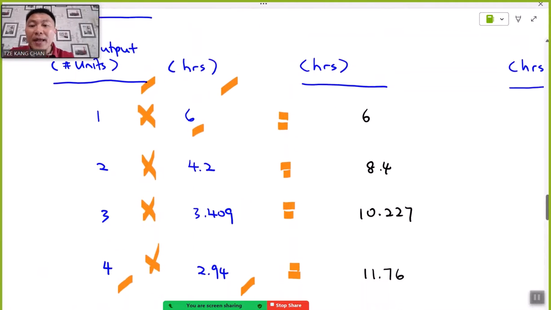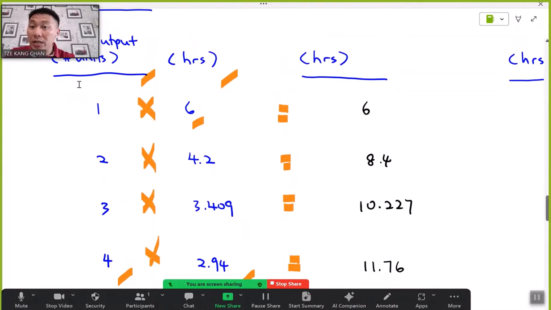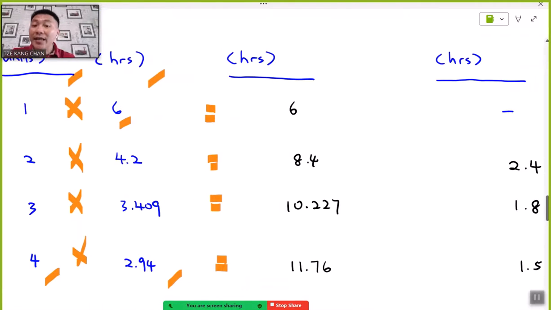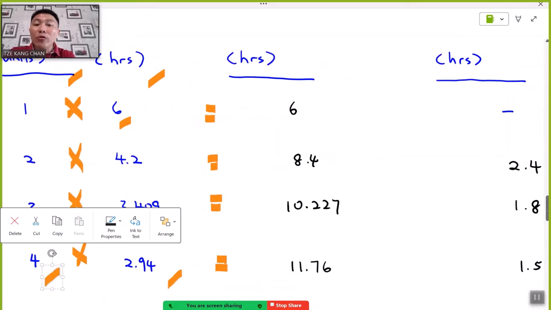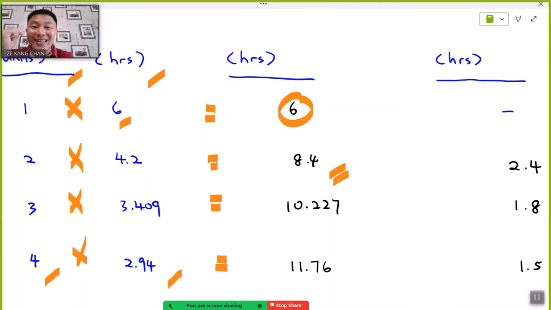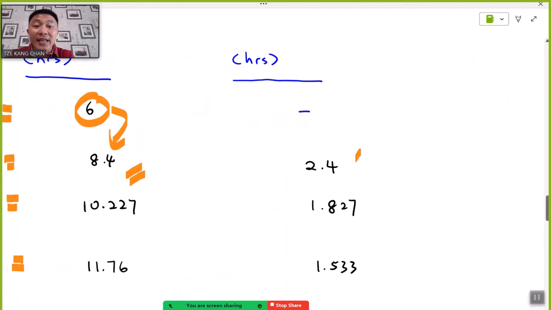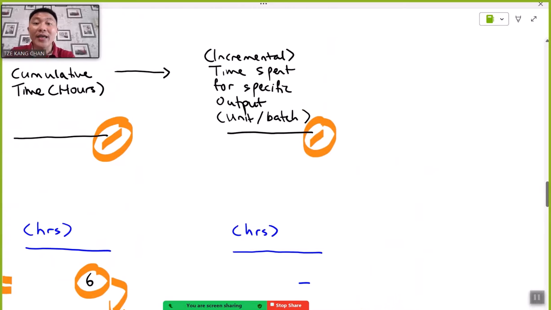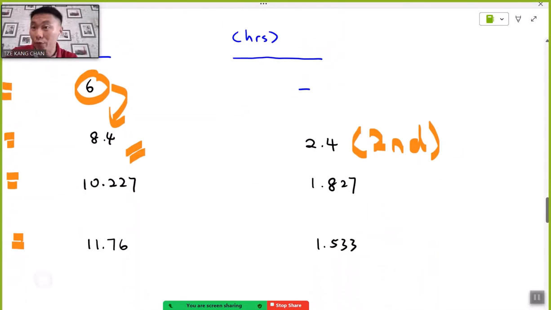The average time spent per unit or batch multiplied with the number of units or batches will give rise to cumulative hours. Guys, it is worth taking note. When you look at cumulative time or hours for 2 units, the 8.4 hours would have included the 6 hours for the first unit. If 6 hours is included in here, what is the difference representing? The difference of 2.4 hours is obviously the time you spend in making the second unit. That's how you derive the incremental time spent for the specific output.